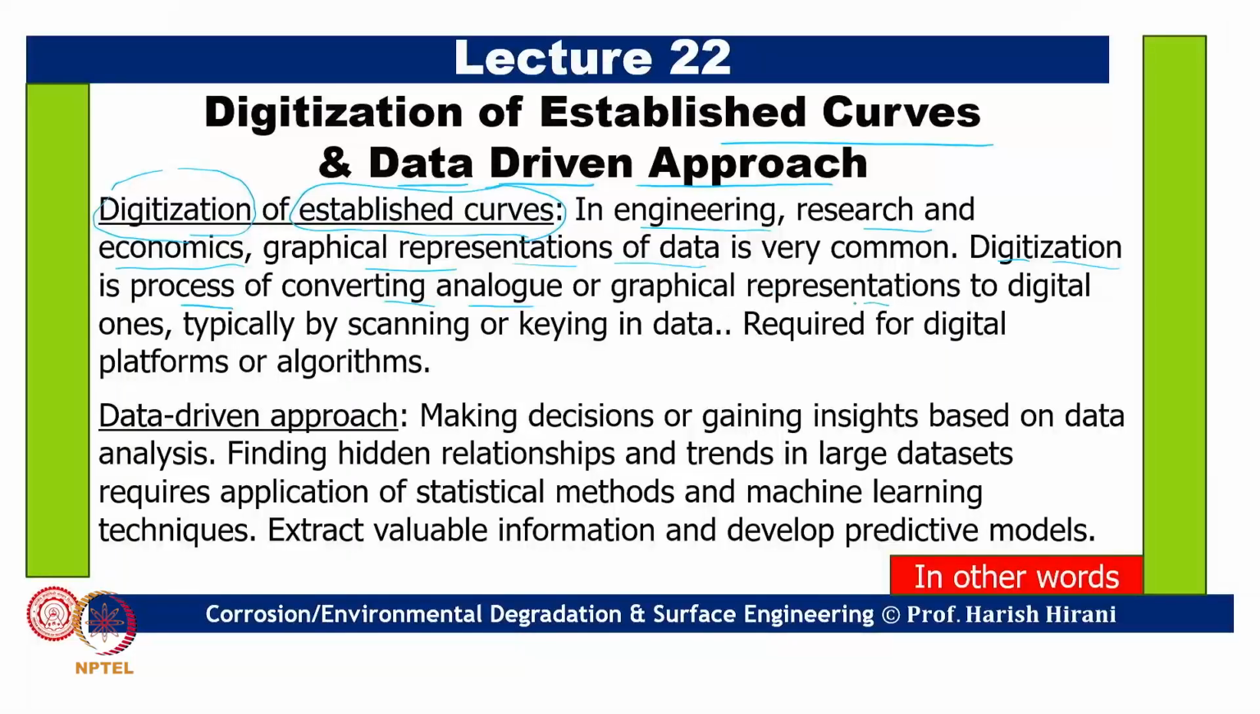That is why we say digitization is a process of converting an analog or graphical representation to digital form. It can be done either by scanning, or we pick up the data from the curve or graph and directly type in those data one by one. We can scan if software is available; if software is not available, we plot the complete graph or curve on graph paper, find the x and y points, tabulate those and then give them as input to the software. This is very important for digital platforms or algorithms, particularly the MATLAB algorithm we will be developing and using. For those algorithms we require this kind of data.